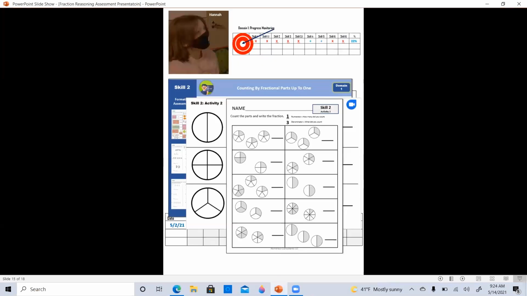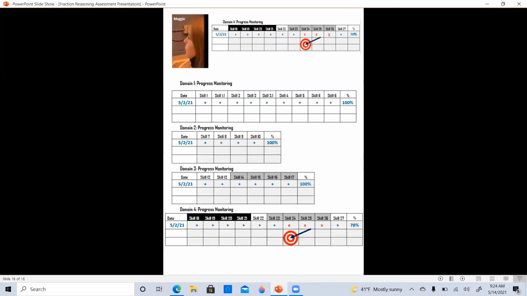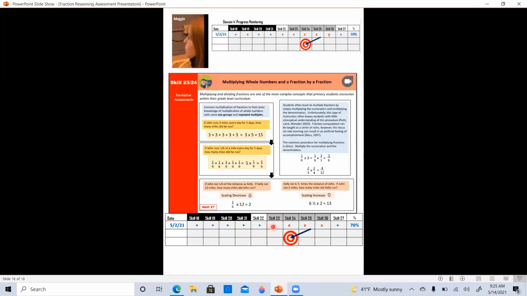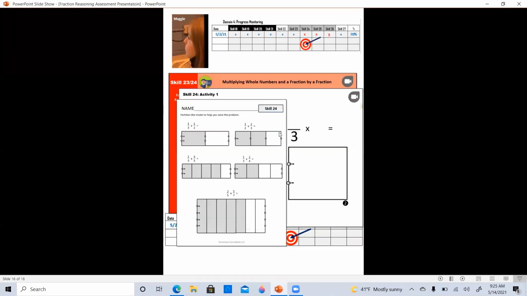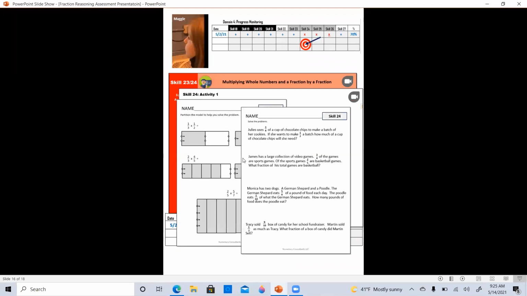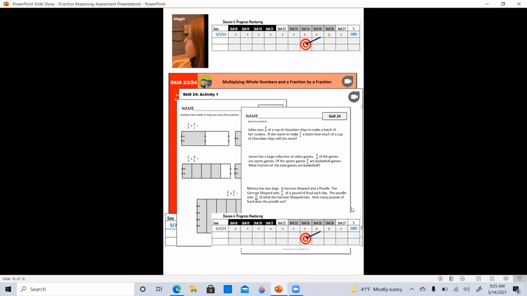Now, just to show you the range of this, if you think about what we had for Hannah, she's going to be in domain 1, one of the most basic ones. Well, Maggie is another student, and her skills deficits didn't really start to show up until all the way to skill 24. So if we look at skill 24, it has to do with multiplying and dividing fractions. And so there are activities that go with that. And then there's the practice piece, and there are even story problems that go with it as well.